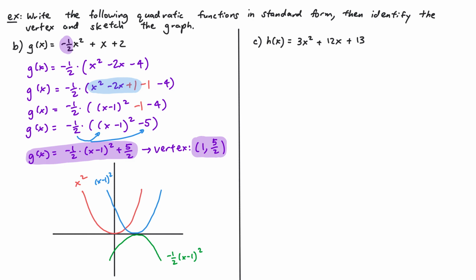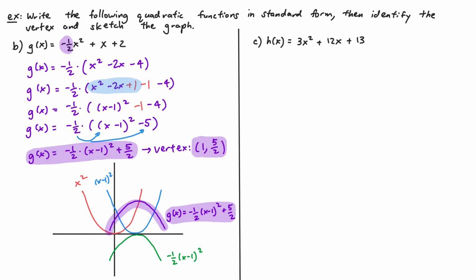And then our last graph transformation is to shift up by 5/2 units. 5/2 is the same as 2.5. So move that green graph up 2.5 units, and we end up with something like this. This is g of x equals -1/2 times x minus 1 squared plus 5/2. So that's how we use the standard form to help us draw the graph of our function.